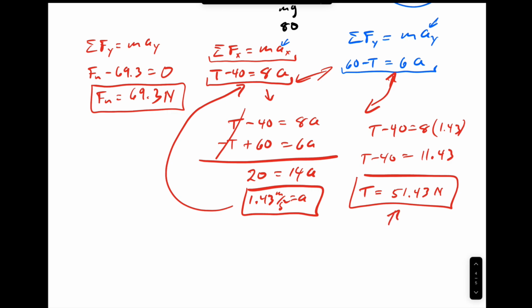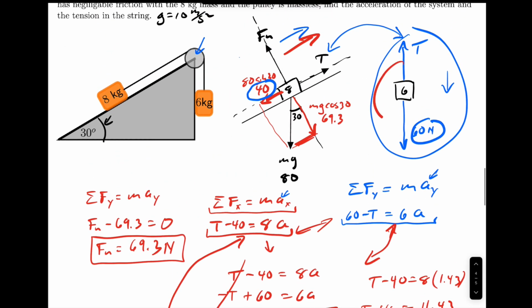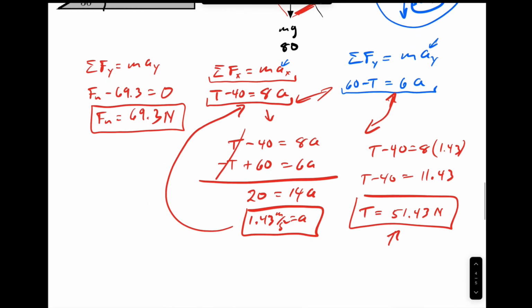Okay? Now, I just want to point one or two things out here. The tension in the string is 51, so it's less than 60. Now, if this mass right here had just been hanging and it wasn't accelerating in any kind of way, just hanging by a string, the tension would be 60. But since it's accelerating down, it does make sense that the tension in the string is actually less than what the weight would be normally.